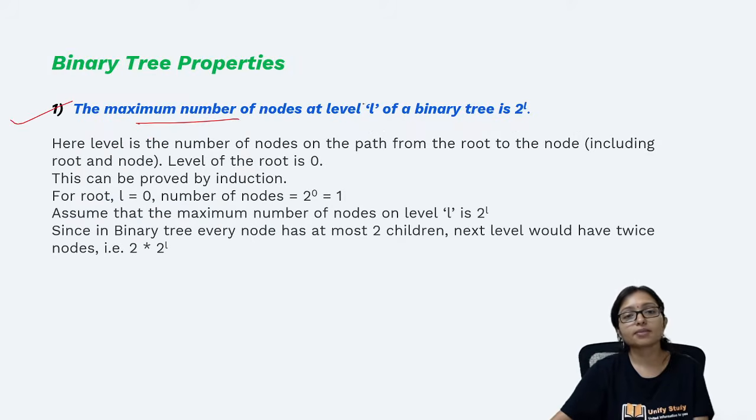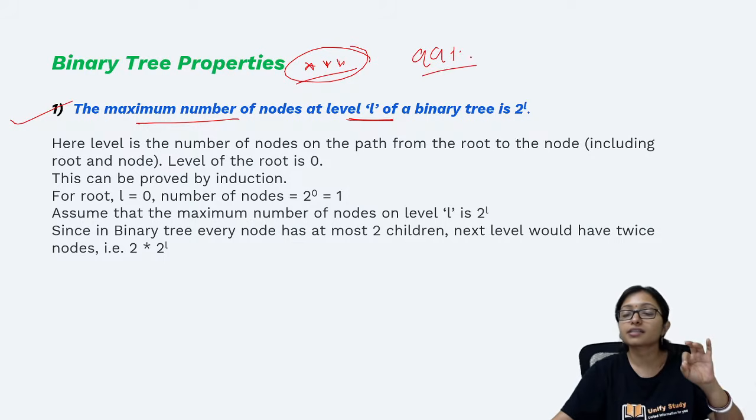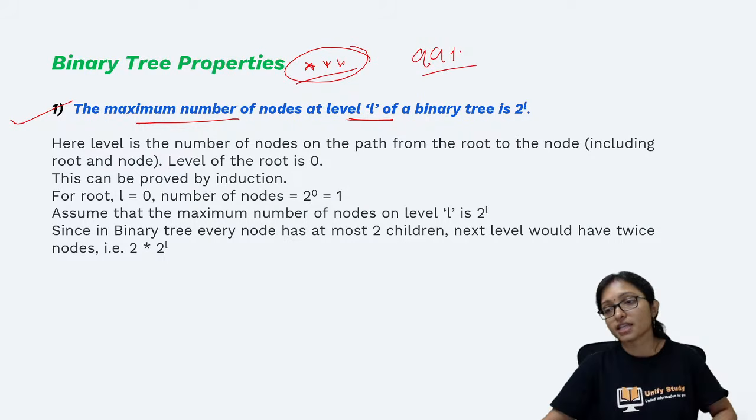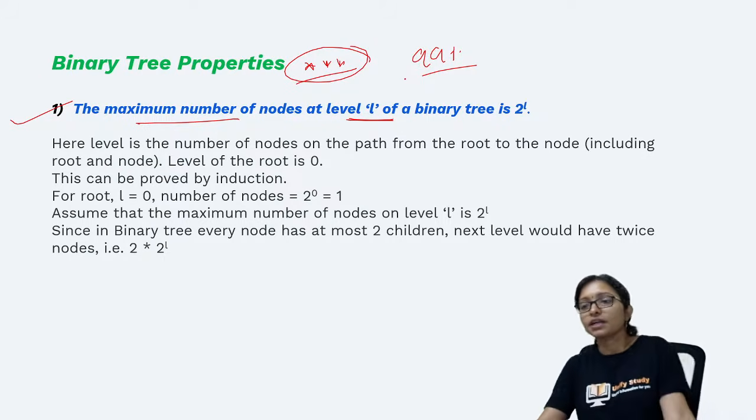Next one is the maximum number of nodes at level L. These properties are very important. From here, 99% chances you will get one question. So that's why remember it.